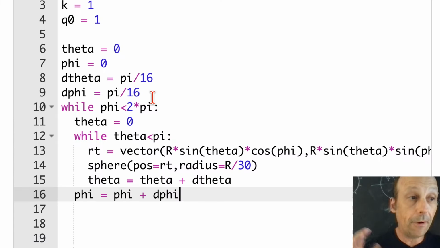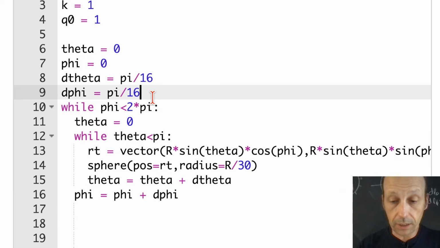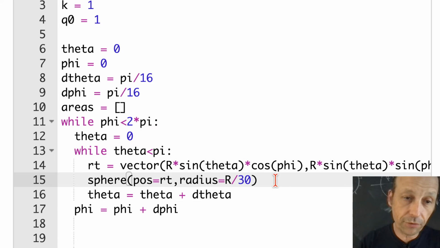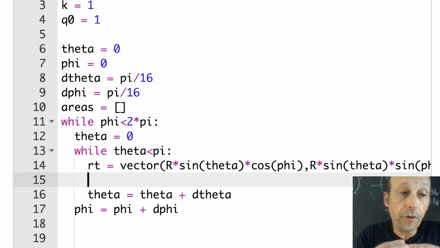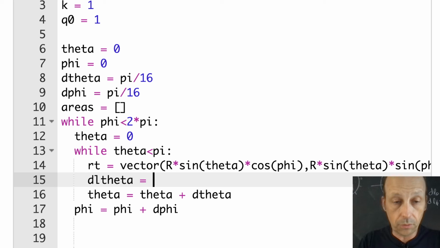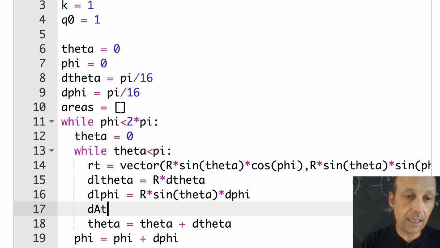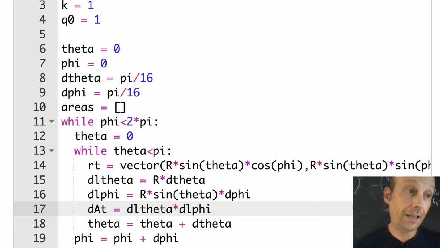So I'm also going to add these cylinders to a list so I can use them. So I'm going to say areas is an empty list. And then down here, instead of putting a sphere there, the first thing I'm going to do is to calculate dl theta. That's going to be equal to r times d theta. dl phi is equal to r times sine theta times d phi, and then dA t, I'll call it, is going to be equal to dl theta times dl phi, right? That's the area of my thing.